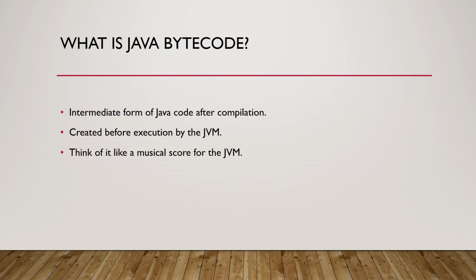Here's an easy way to visualize it. Bytecode is like a musical score. It tells each part of the system what to do, step by step. The JVM is like a professional orchestra that plays it accurately no matter which stage or platform it's on.